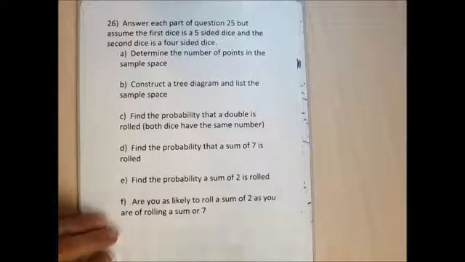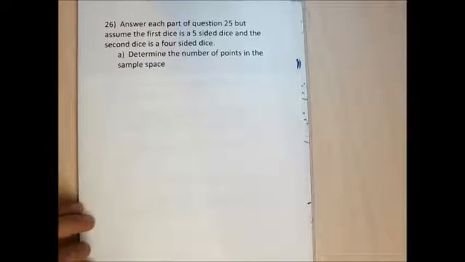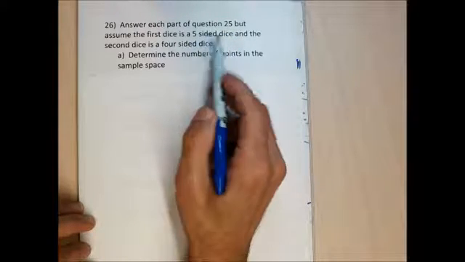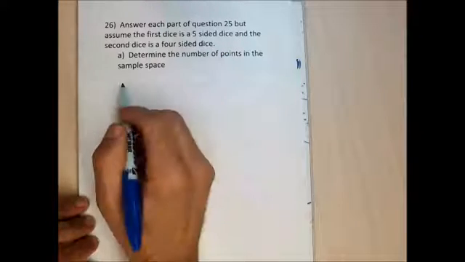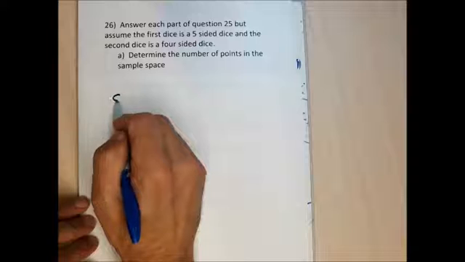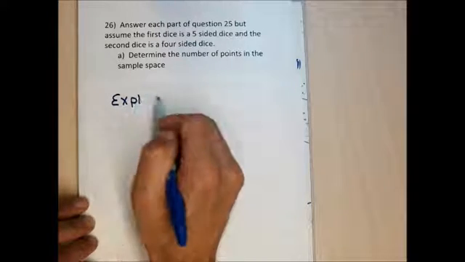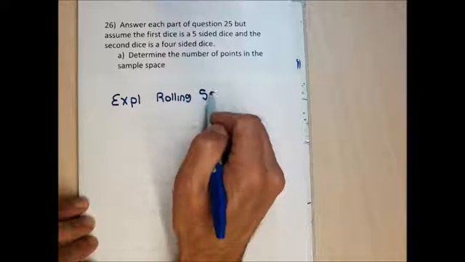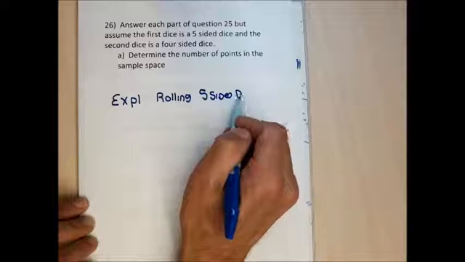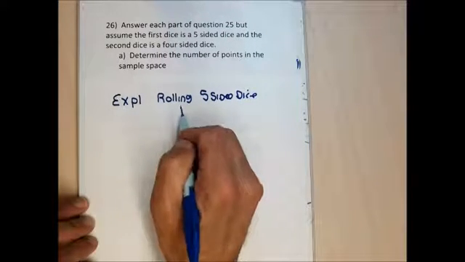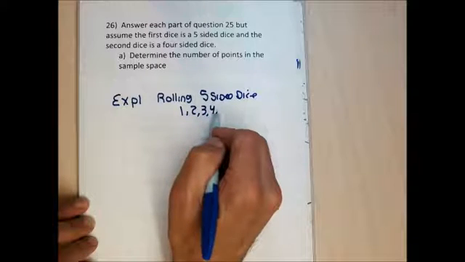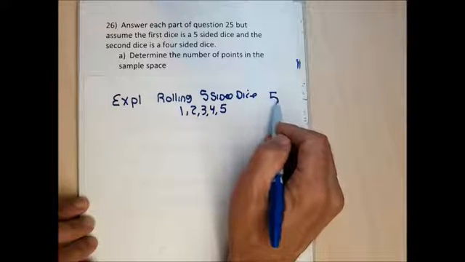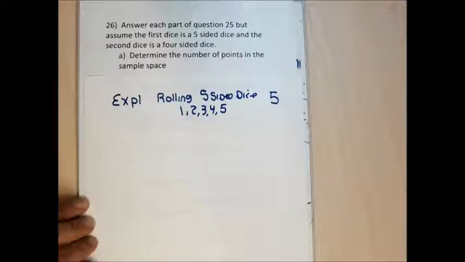and it should inspire you to be able to do problem 25. So for problem 26, answer each part of question 25, but assume the first dice is a 5-sided dice and the second dice is a 4-sided dice. So first, experiment 1 is rolling a 5-sided dice, and I'm going to write down the number that appears on the face. And the numbers on this 5-sided dice, I'm assuming, are 1, 2, 3, 4, and 5. 5 things can happen when I roll a 5-sided dice. I can get any number from 1 through 5.